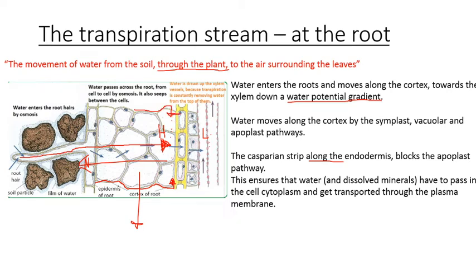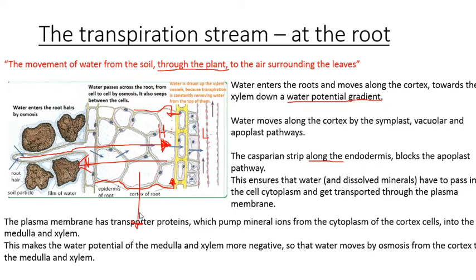So I've now got a high water potential here. Therefore, I should get more osmosis this way into the xylem. I'm creating a steeper concentration gradient, water potential gradient.